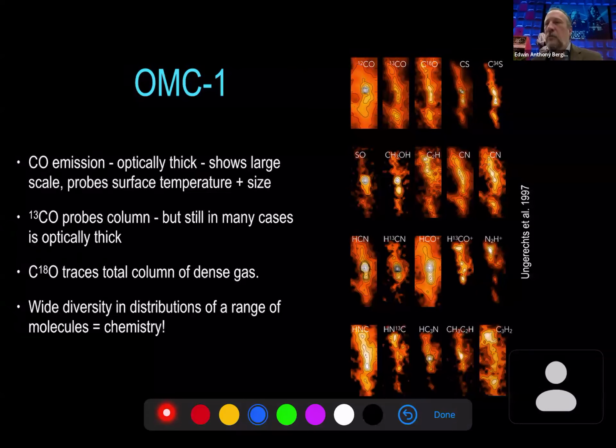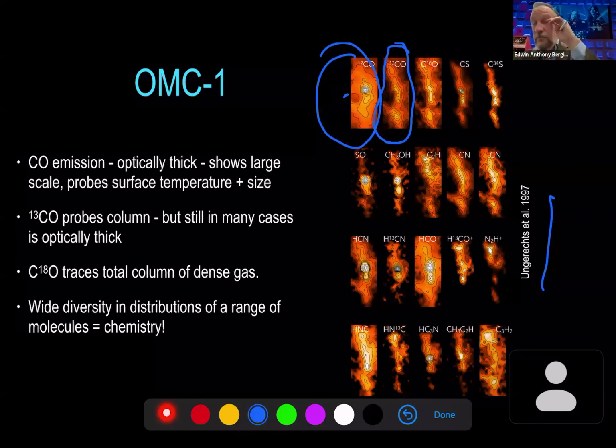This is actually from my thesis, published by Ungerechts et al. 1997. This is a tiny region of the Orion molecular cloud, but it's in a bunch of different molecules. So you can see here's CO, widely distributed. Its emission is optically thick. As I go to a lesser abundant isotopolog, I start to see more structure. Why is that? Because with CO, I'm only seeing the surface. 13CO, I start to peer deeper. C18O, deeper still. This one is telling me the mass of this object, the dense regions.